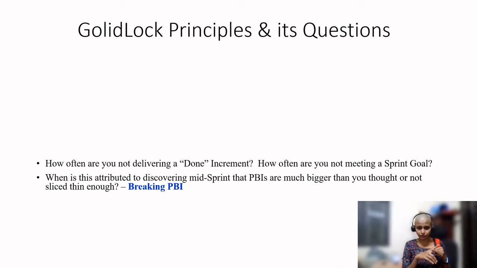Is this attributed to discovering mid sprint that PBIs are much bigger than you thought, or not sliced thin enough? So this one as well: mid sprint, when the sprint is in progress, you feel that this user story needs to be sliced still more to achieve this feature or this goal. How many times have your team members felt the same thing? Based on these questions, in our upcoming product backlog refinement session, we will keep these things in mind, and we will use some more techniques to slice the product backlog items.